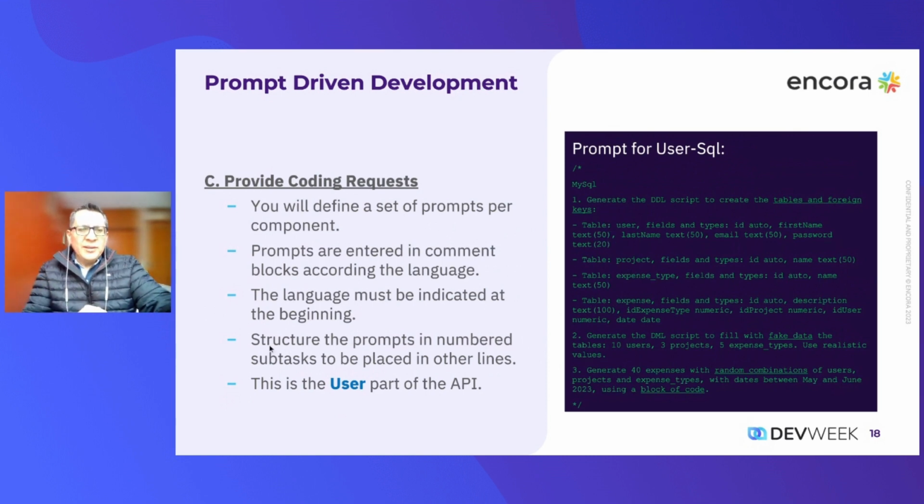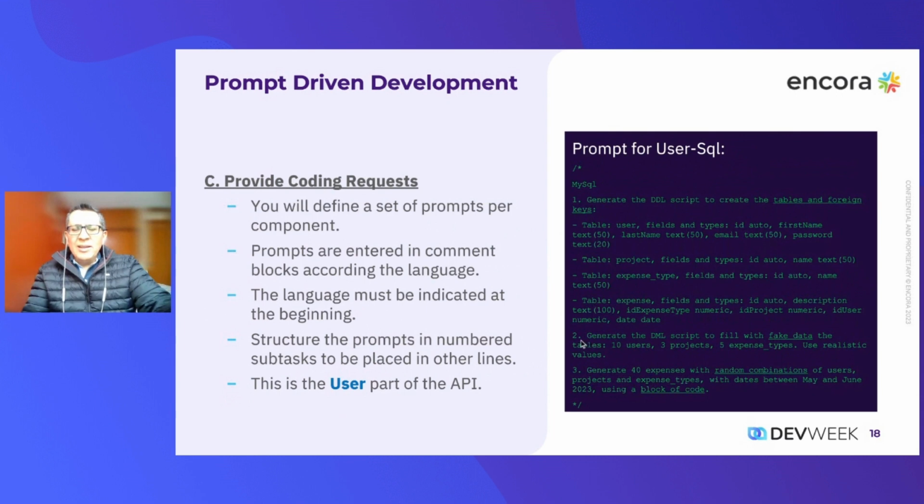The other indication is to structure the prompts in numbered subtasks to be placed on separate lines. In this case we are specifying three steps. The first one is to generate the DDL scripts to create the tables and foreign keys, and we are specifying the 4 tables with the number of the table, the fields, number of the field, and the type, and even in some cases the size of the type.